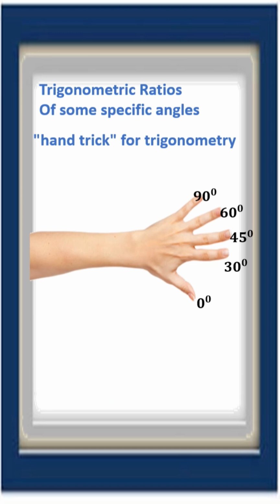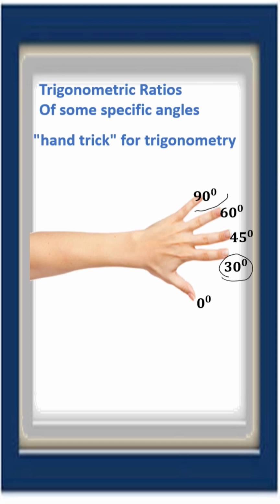So if you have left hand, palm up or down, and 5 fingers, assign each finger a specific value from the first finger in anti-clockwise direction, you can find any trigonometric ratio, isn't it? For example, let us now find the value of sine 30. Number of fingers below is 1, 1 by 2.